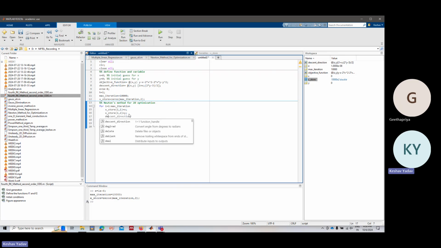So my descent will be what? This will be descent direction at x comma y. Okay. Now what is the formula? x at the k plus 1th iteration will be xk minus h multiplied by the descent. So now I need to define the error. So if the descent is very small, I will break. So for that I need to define the norm. So suppose I am defining b as a norm of descent.